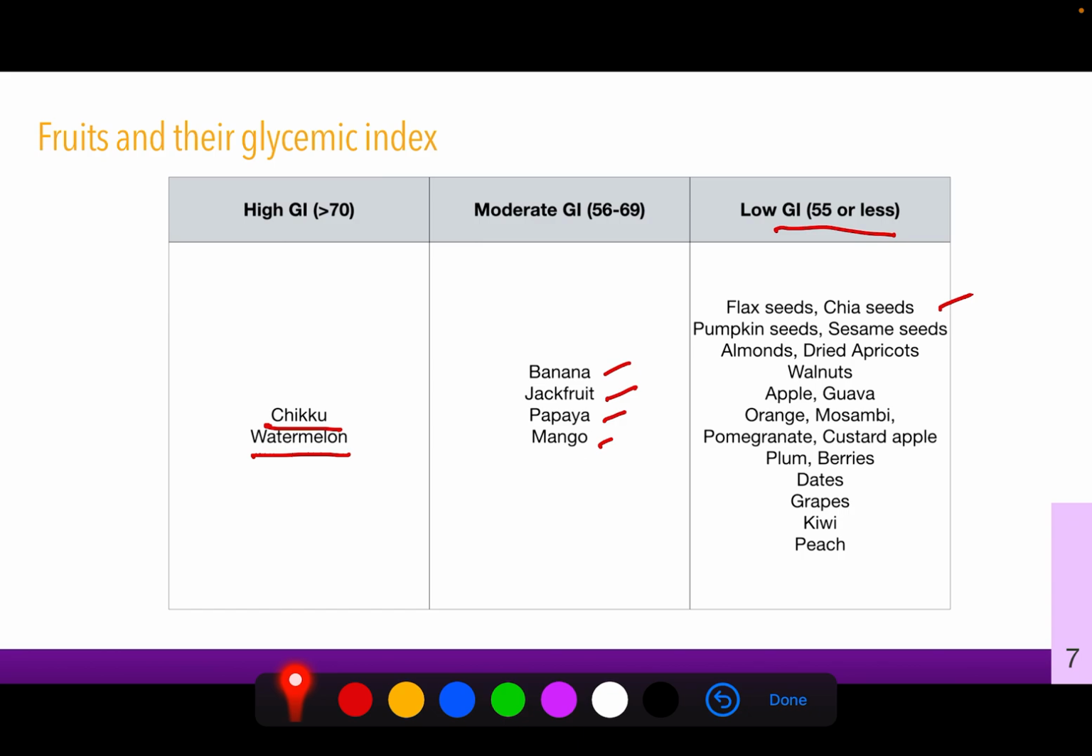Then among Indian fruits, you can ask them to have apple, guava, orange, musambi, pomegranate, and all this. So remember, apart from these six fruits like chiku, watermelon, banana, jackfruit, papaya, mango, patients can have nuts, patients can have seeds, and patients can have other fruits.